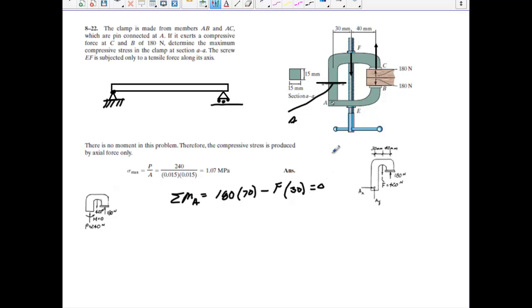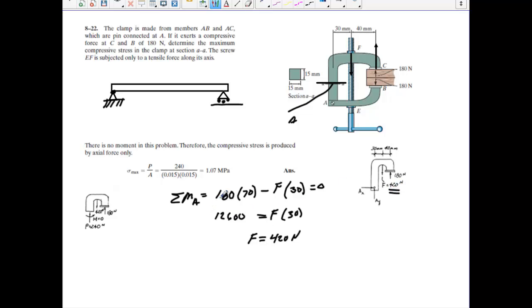And I get 180 times 70. That gives me 12,600. Move this to the other side, it is equal to F times 30. I divide this by 30, and that gives me 420 newtons. So F is equal to 420 newtons. That's how they get this 420 newtons.